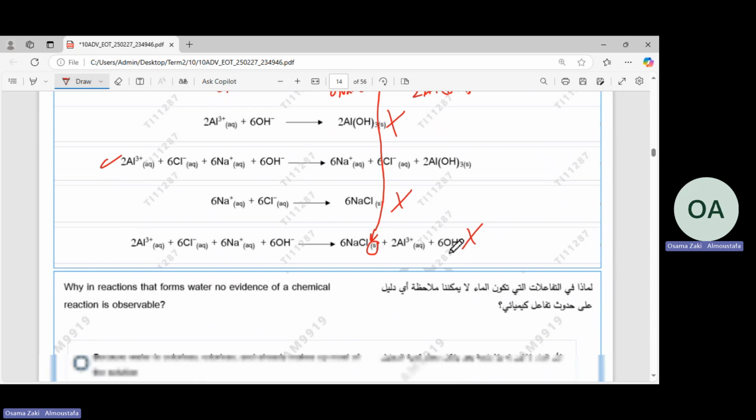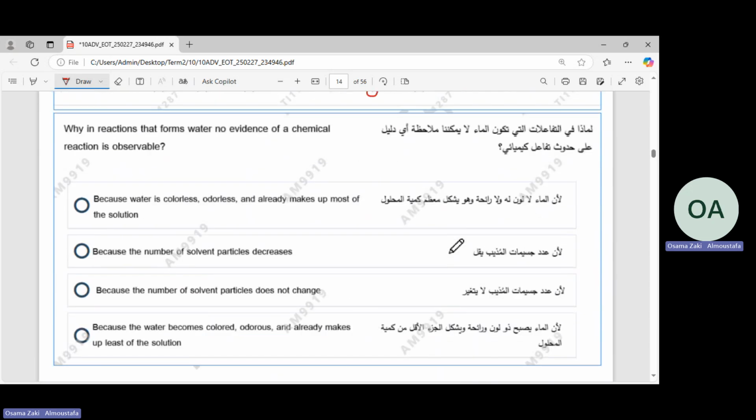Okay, so let's move. Which reaction forms water? No evidence. Water, no evidence? Yeah. Why? Because we cannot see the water. Water is colorless, odorless, and already makes up most of the solutions. So this is the correct answer.